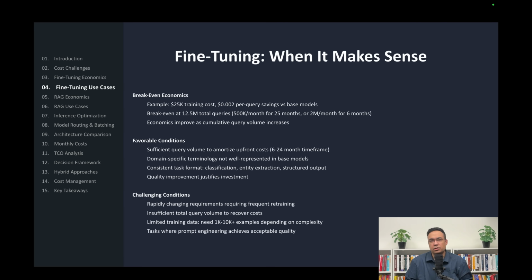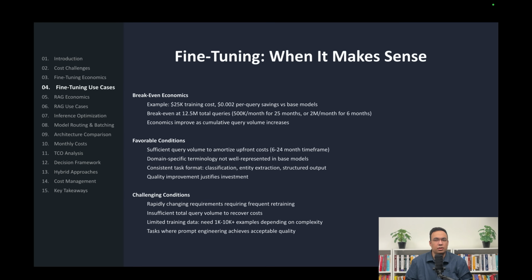So when should you actually consider fine-tuning? This is where understanding the break-even economics becomes super important. Let me give you a concrete example. So let's say you spend $25,000 on training costs and your fine-tuned model saves you $0.002 per query compared to using a base model.